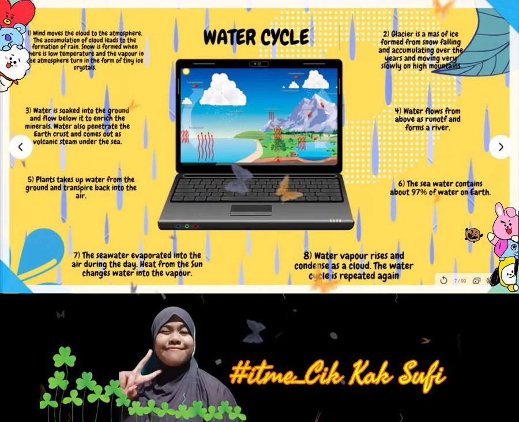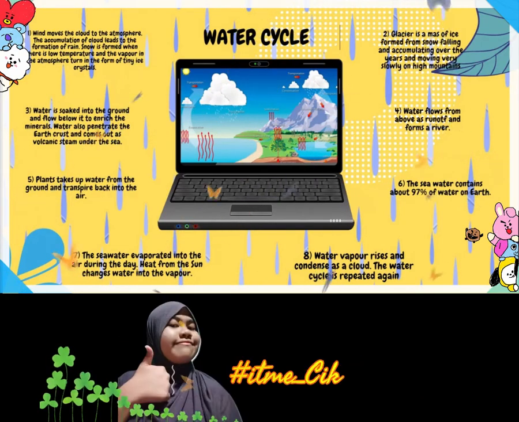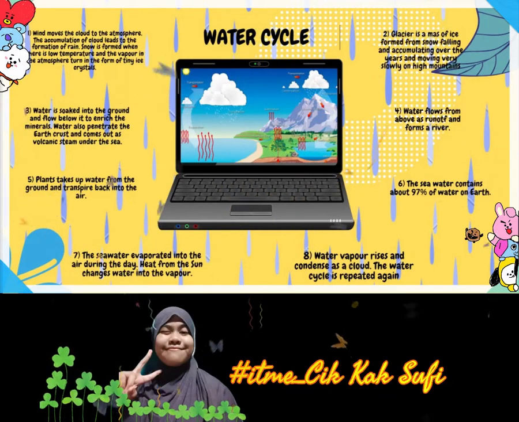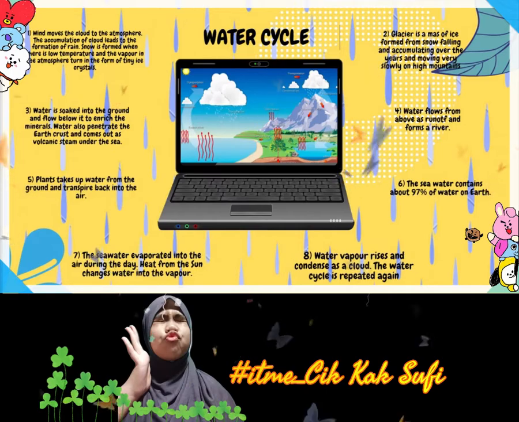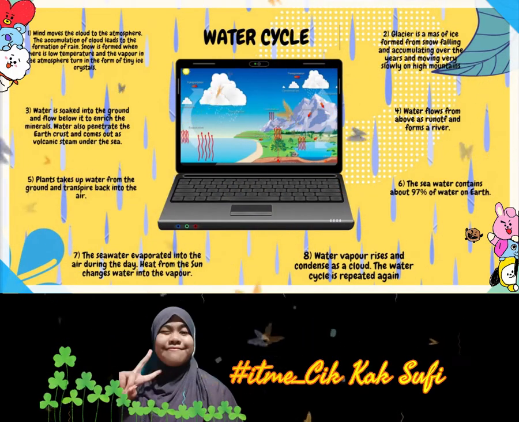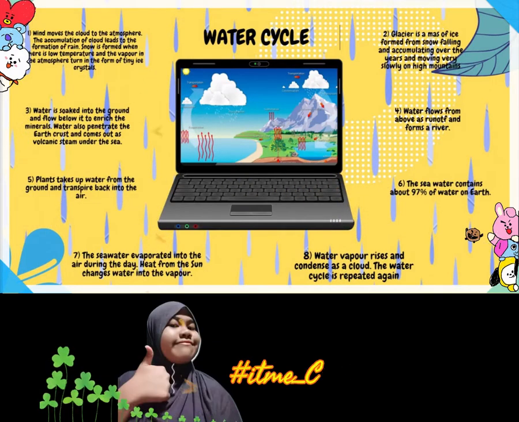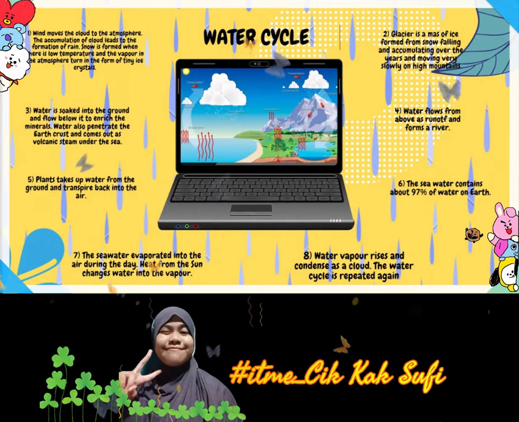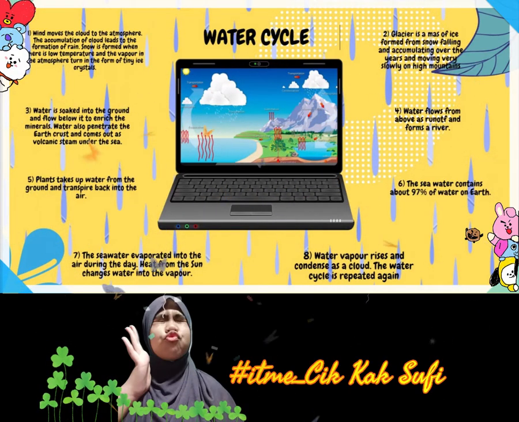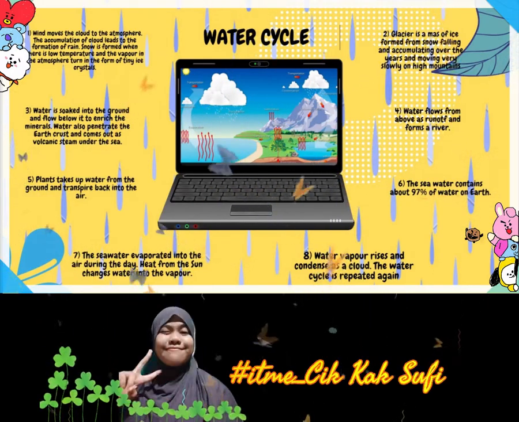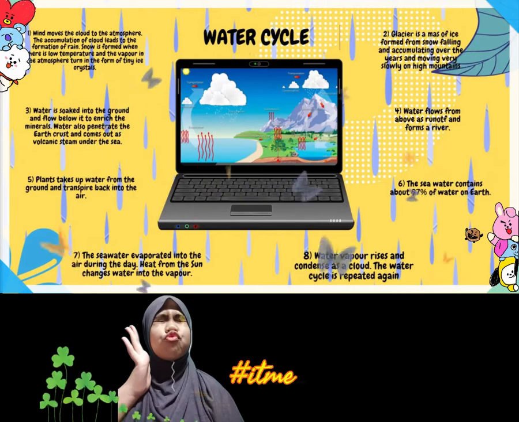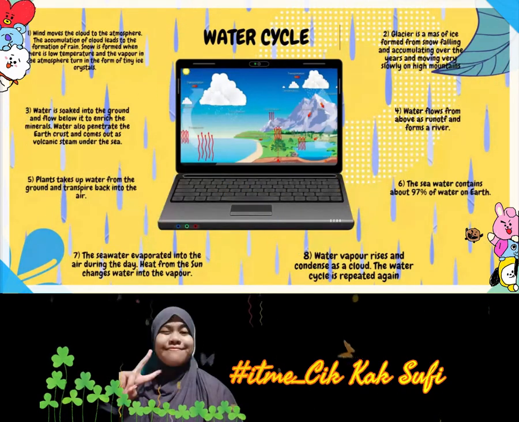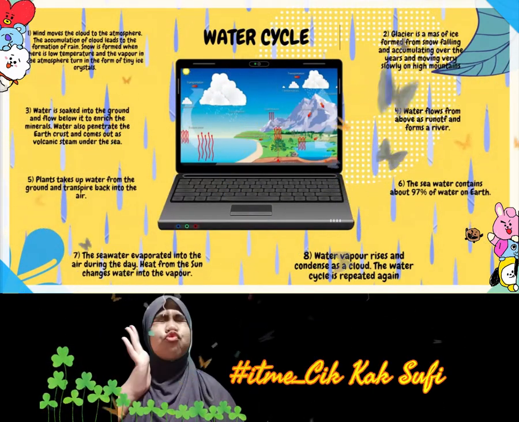So for this one, we're going to learn about the water cycle. Number one is the movement of clouds in the atmosphere. The accumulation of clouds leads to the formation of rain. Snow is formed when there is low temperature and the vapor in the atmosphere turns into tiny ice crystals. Number two is a glacier. It's a mass of ice formed from snow falling and accumulating over the years and moving very slowly on high mountains. Water is soaked into the ground and flows below it and enriches the minerals.